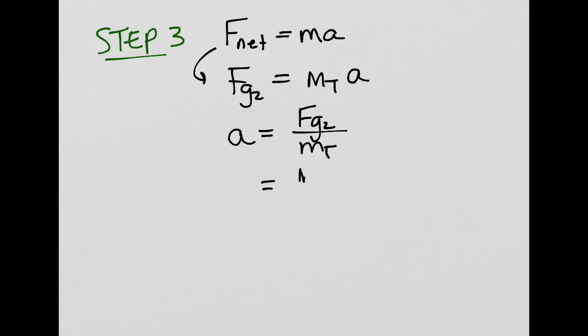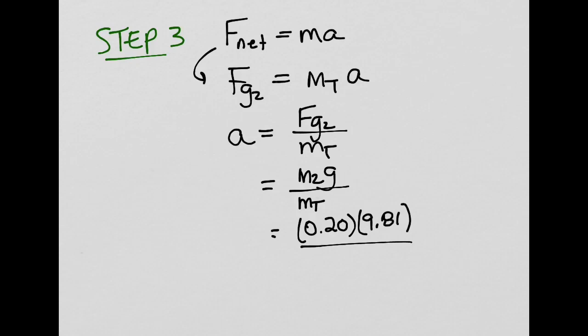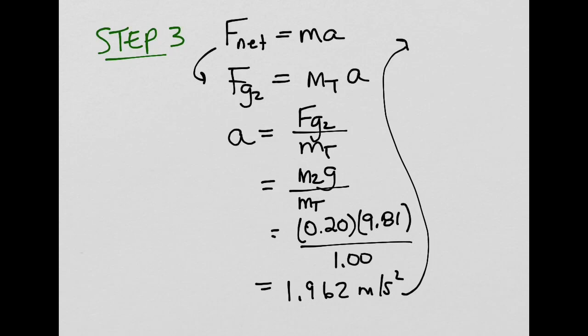Fg2 over mass total, which is m2g over mt, 0.20 times 9.81 over 1.00, which gives us 1.962 meters per second squared. And we're going to round that to 2 meters per second squared.